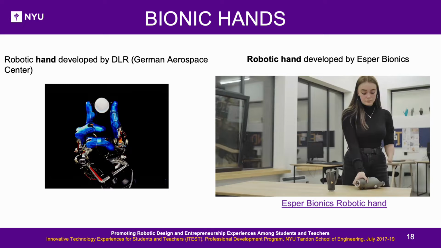Bionic hands. Bionic hands are controlled prostheses with electromyography. One such example is the robotic hand developed by Esper Bionics. The Esper hand accurately detects muscle activity, recognizes situations, and predicts the grip that would fit. The more it is used, the faster and more precise it gets, and the more natural it feels.